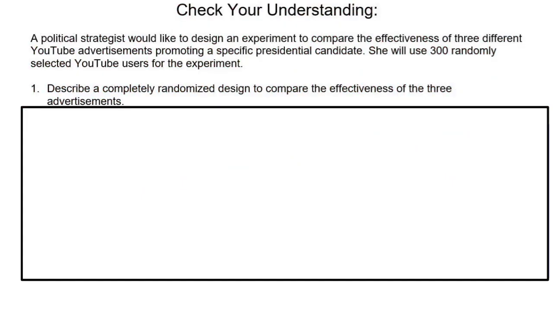All right. Check your understanding. Your directions, I believe, say to outline. You're going to just describe again. Describe a completely randomized design to compare the effectiveness of the 3 advertisements that are described up here. A political strategist would like to design an experiment to compare the effectiveness of 3 different YouTube advertisements promoting a specific presidential candidate. She will use 300 randomly selected YouTube users for the experiment. Start off with just a randomized design. Give me a randomized design for this.